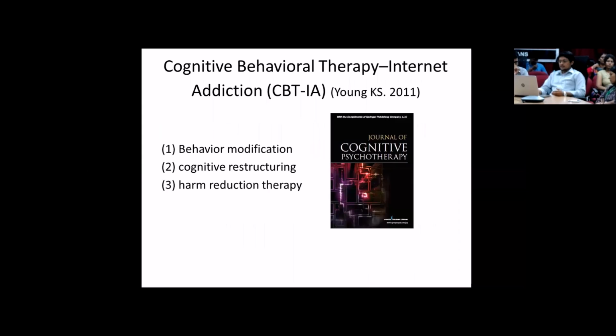Later she also published this in the Journal of Cognitive Psychotherapy. There are 3 steps. She modified her previous study, and the initial step is behavioral modification, followed by cognitive restructuring, and followed by harm reduction therapy.